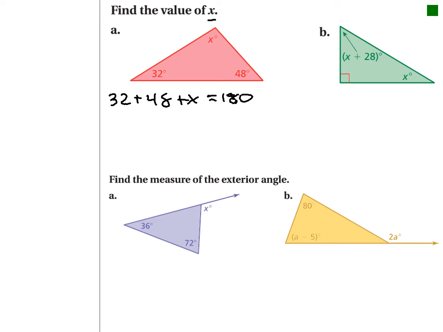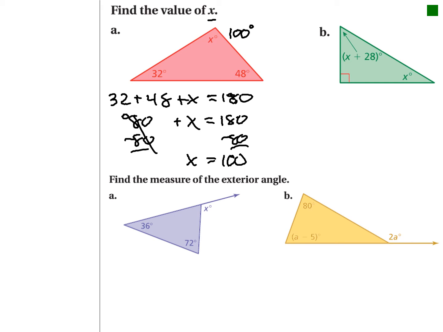We're going to combine these two numbers to get 80 plus x equals 180. Now we're going to solve this one-step equation by subtracting 80 from each side. We did that because we want to make the number 0, which we did, and x is by itself on the left, and 180 minus 80 is 100 degrees. And so we have 100 degrees for this x right here. And these three angles add to 180.